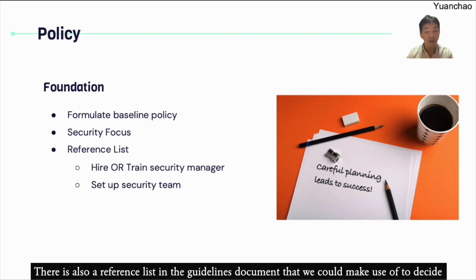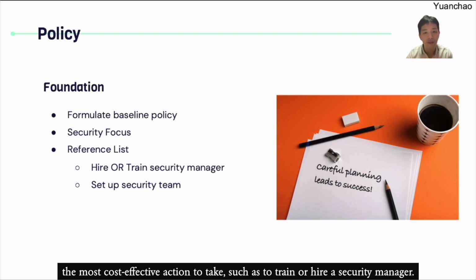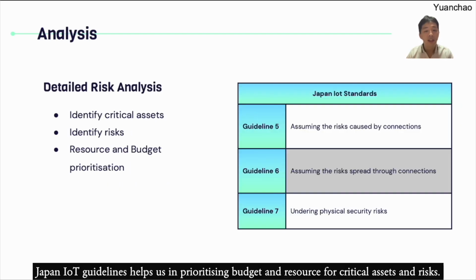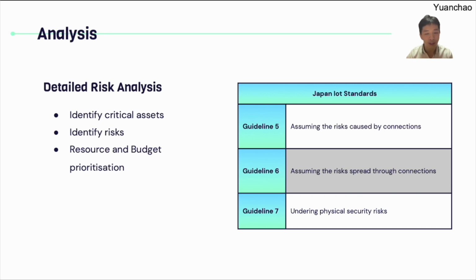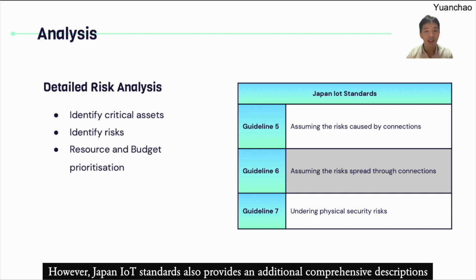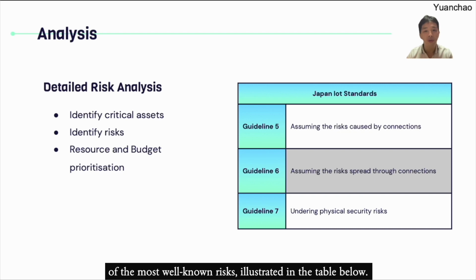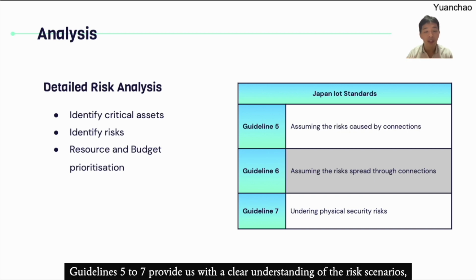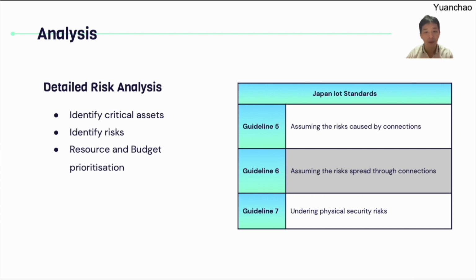There is also a reference list in the guidelines document that we could make use of to decide the most cost-effective action to take, such as to train or hire a security manager. Like most other guidelines in the analysis phase, Japan IoT guidelines help us in prioritizing budget and resource for critical assets and risks. However, Japan IoT standards also provides us with an additional comprehensive description of the most well-known risks, illustrated in the table below. Guidelines 5 to 7 provide us with a clear understanding of the risk scenarios and suggested defenses against them.